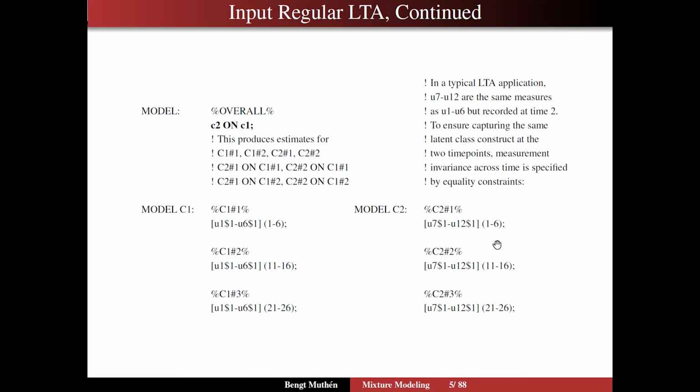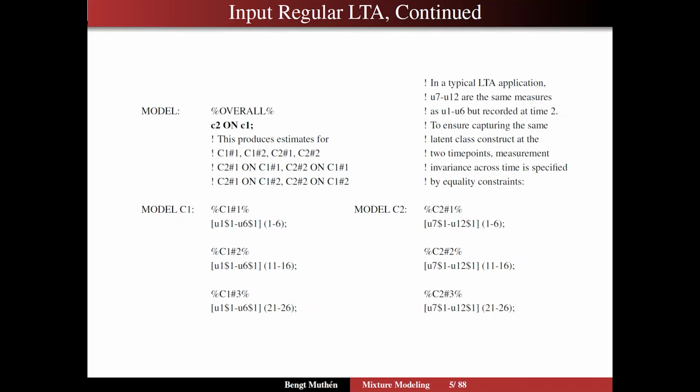And we're going to use equality constraints. You see that first class 1 through 6, first class 1 through 6, same parameter values. We hold them equal across time, and the same for the other classes. And we're thinking about this as a typical LTA application, where U7 through U12 are the same measures as U1 through U6. Same measures, same variables, but recorded at time 2.